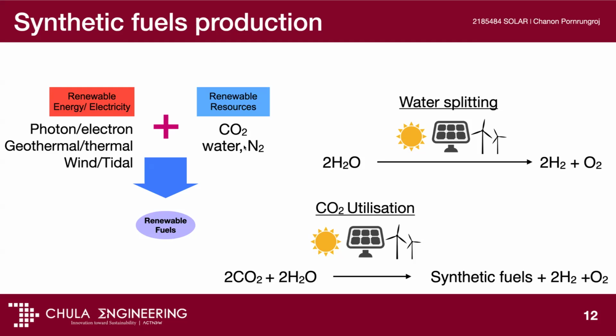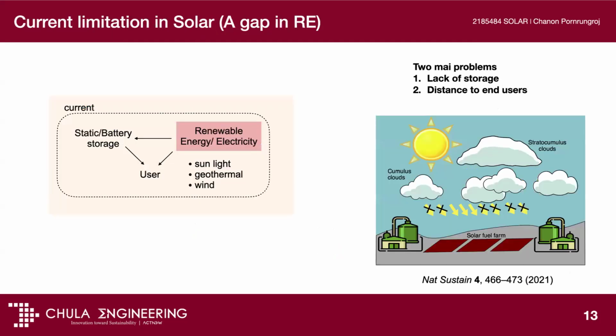Another example of the reaction is CO2 conversion, and this is artificial photosynthesis that mimics the plant. So basically, we have CO2, we have water, we add energy into it. The CO2 is activated, the bonding is dissociated and forms new bonds with water and other molecules to make synthetic fuels, and also makes hydrogen and oxygen in return. So that's what we want to achieve with solar fuels.